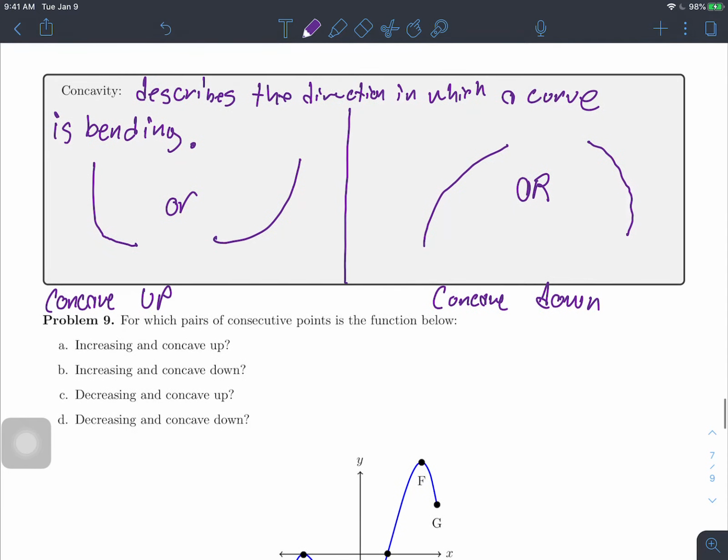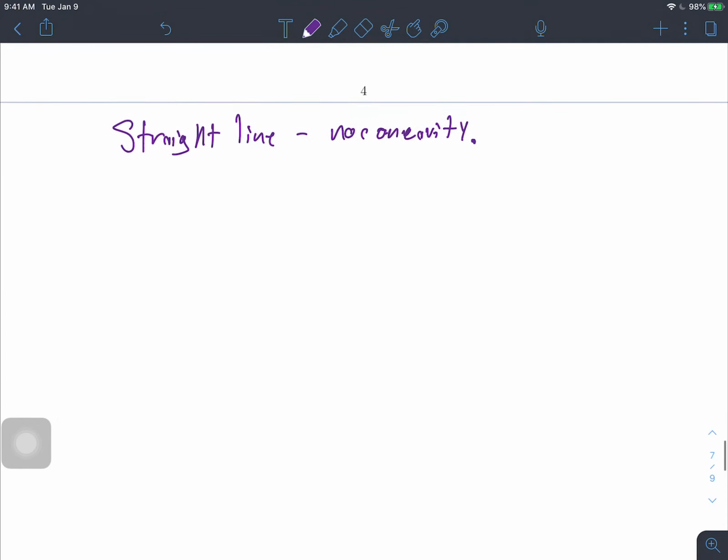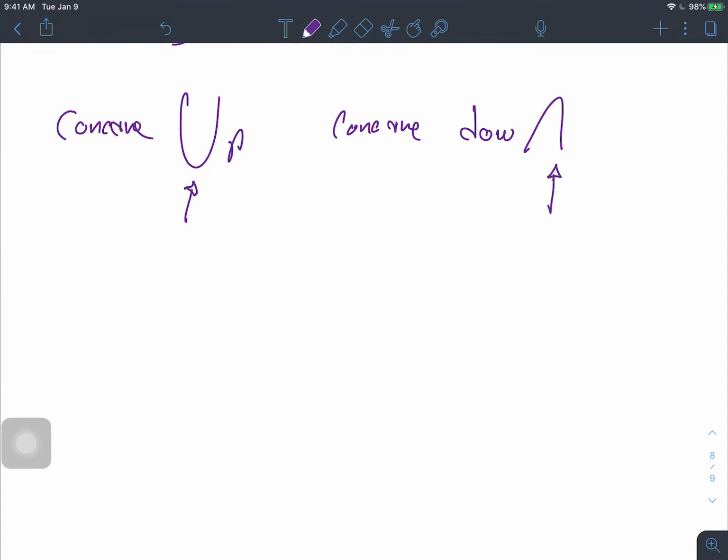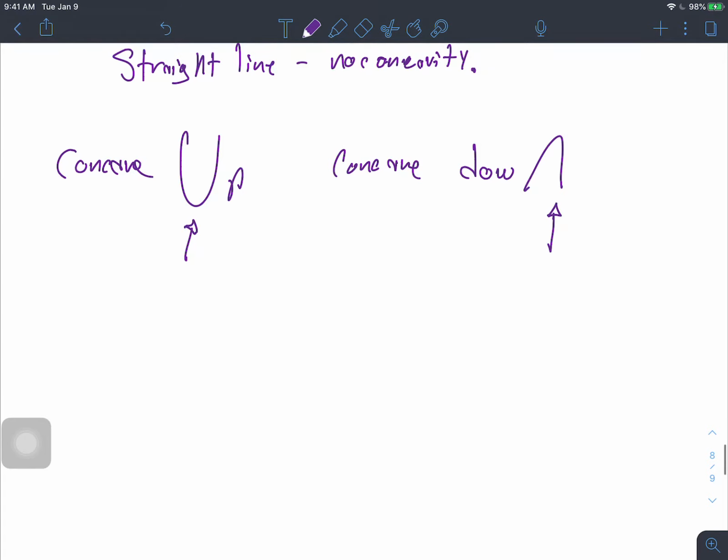So one way that I want to describe how to remember this is the following. If we write concave up versus concave down, this is what concave up looks like, and this is what concave down looks like. Okay? That's just a convenient way to remember which one is which. Okay? You feel okay about that?